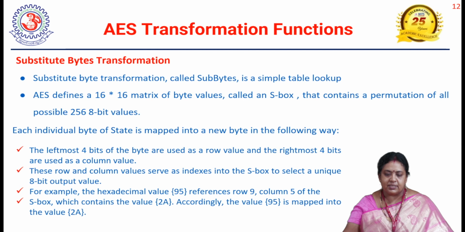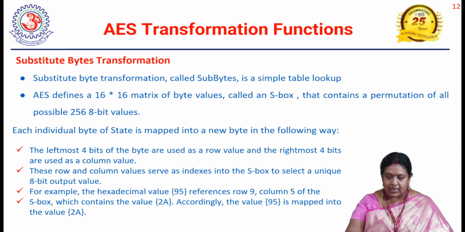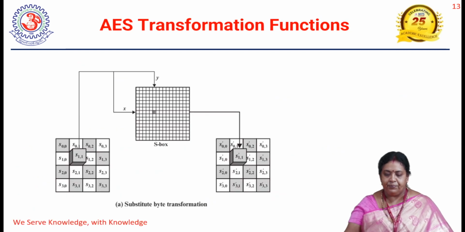So what is the first transformation? Substitute bytes. We can simply call it sub bytes. For this sub bytes transformation, we make use of an S box, that is a substitute box, which is a 16 by 16 matrix, that I will show diagrammatically so that you can clearly understand. This we call the S box, which is a predefined box, and here we have the input state array and the output state array for each round.